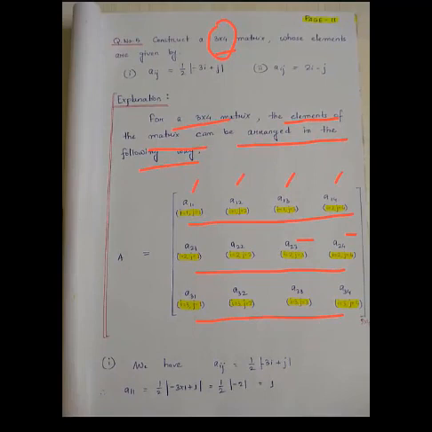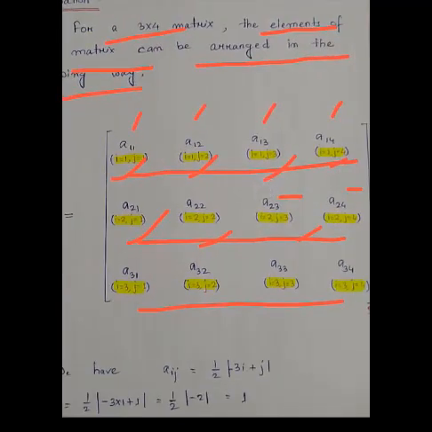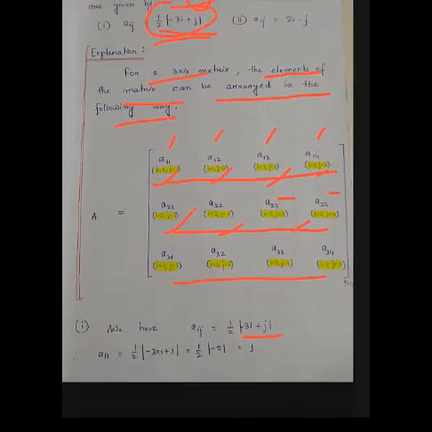Now using this expression for Aij, we have to evaluate the respective positions of this matrix. There are 12 elements in this matrix, so we have to evaluate each of the positions using this particular expression. This expression is Aij equals half of modulus of minus 3i plus j. i and j will be taking different values according to the position of the elements of the matrix.